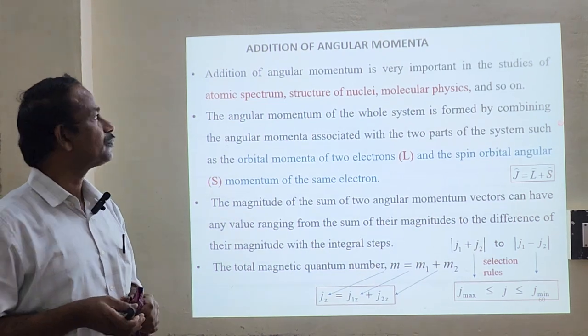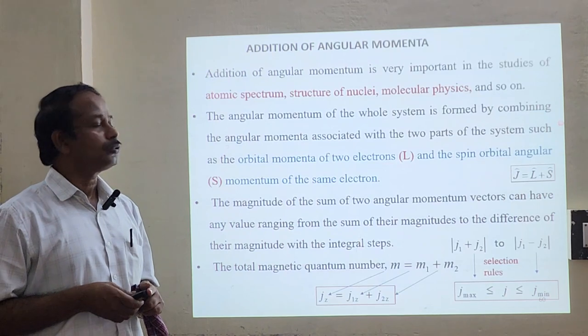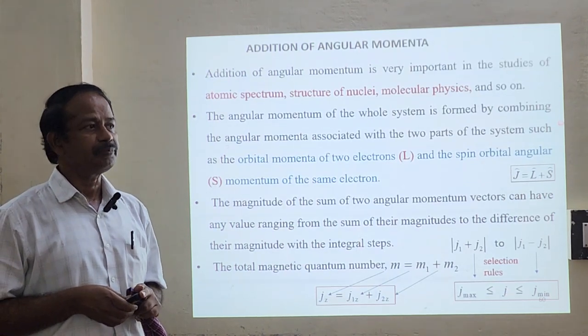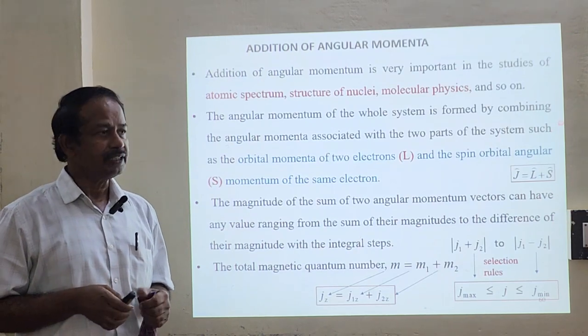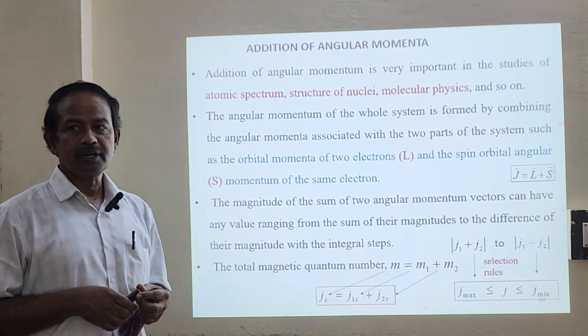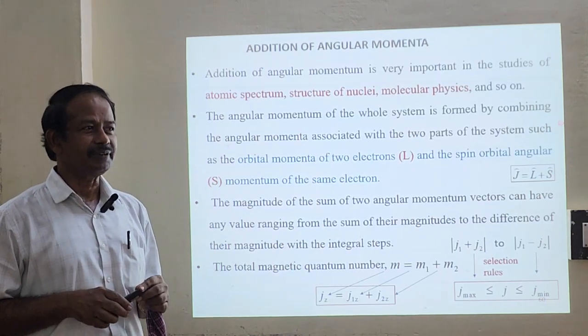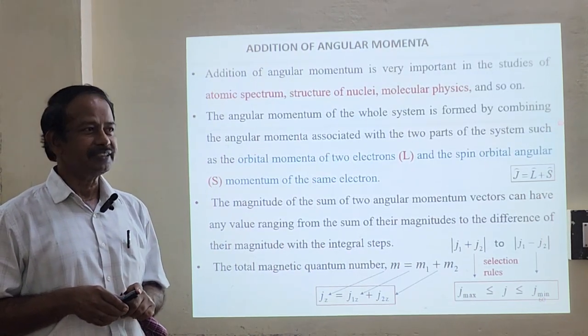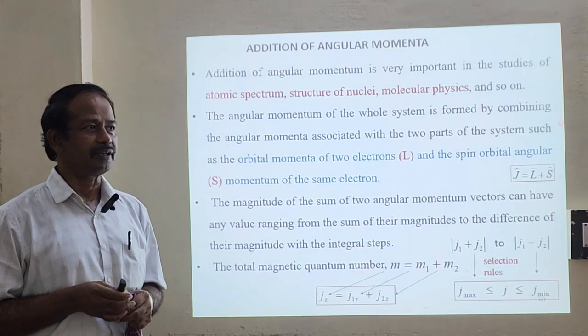Good morning, students. So today we are going to look at two concepts. One is about addition of angular momenta, and another one is Clebsch-Gordan coefficient. These two titles are very, very important whenever we study the angular momenta of electrons in the atom.